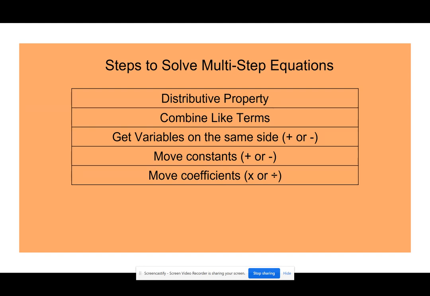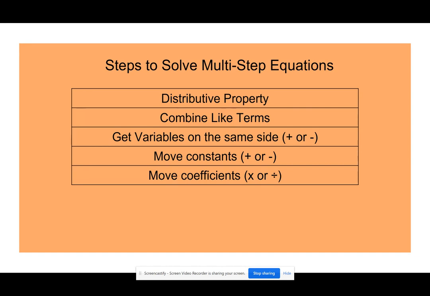So number one, look for the distributive property. The distributive property is when you have a number sitting outside of parentheses that can be distributed, or multiplied, to everything inside the parentheses. Okay, that needs to be done first. Once you've done the distributive property, you're going to look for like terms, and we're going to combine them. Remember, like terms are on the same side of the equal sign. Like terms have the same variables in them, and they can be added together.